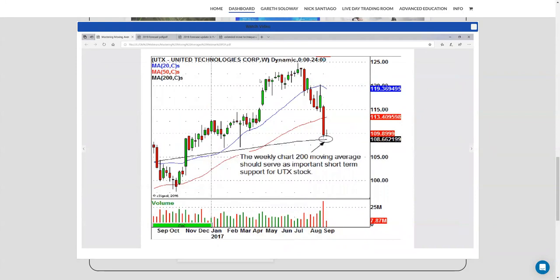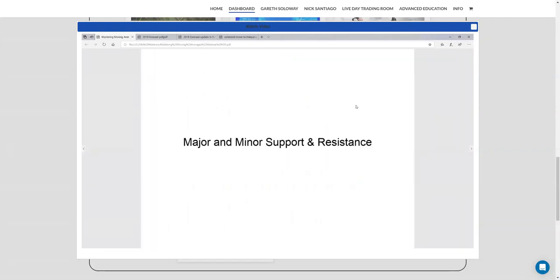All right, here we have United Technologies. Would that 200 MA become major or minor? Major. Yeah, major. Could you take a trade there? Absolutely. I think we did, actually. It's always one of my favorite stocks. All right, any questions on the 200 MA?